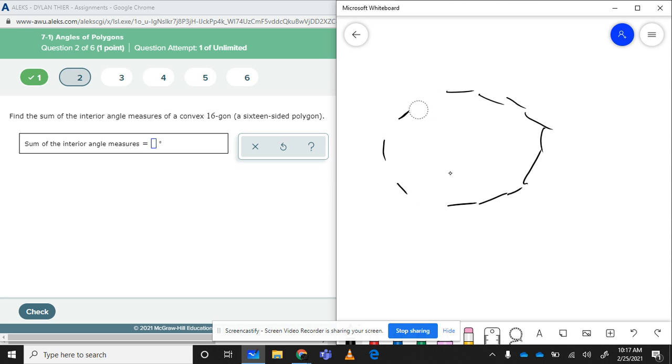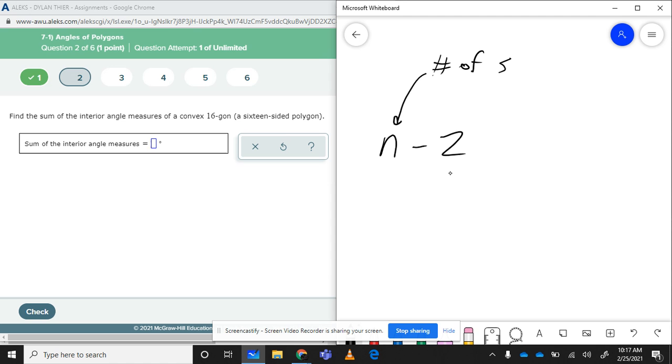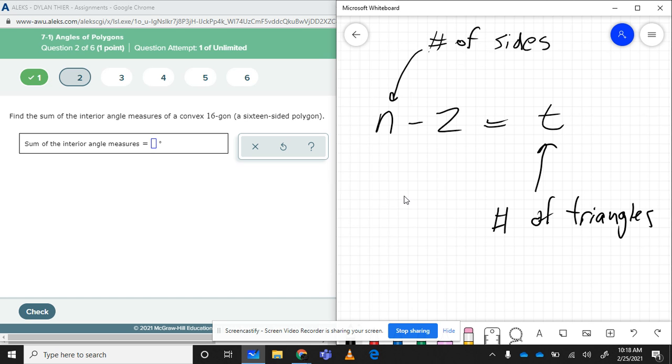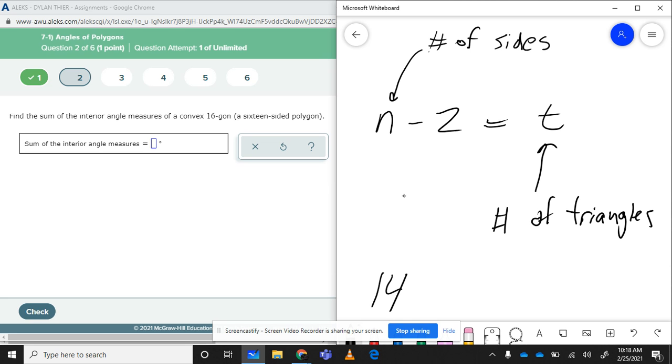So we don't really need to draw it out and see that every time. We just want to remember that however many sides there are, so if this is my number of sides, there are 2 less triangles that I can make. I'll just call that T. That'll be the number of triangles. So in this case, we would expect to have 14 triangles. And each one of those 14 triangles should have 180 degrees.